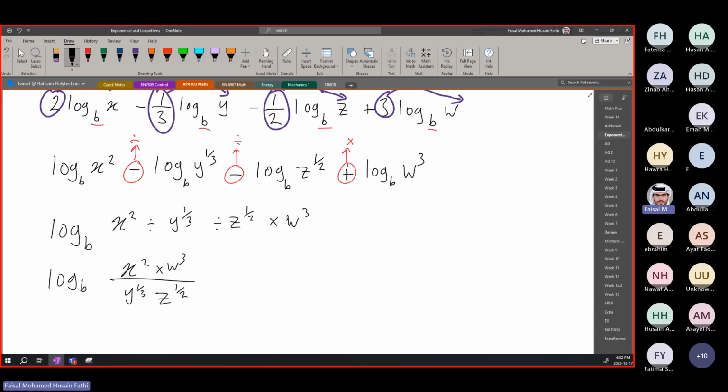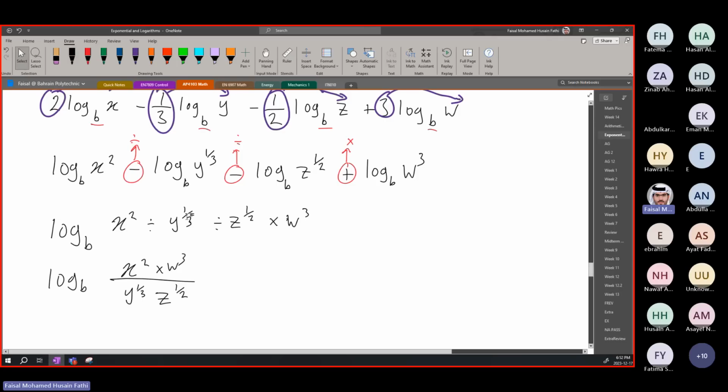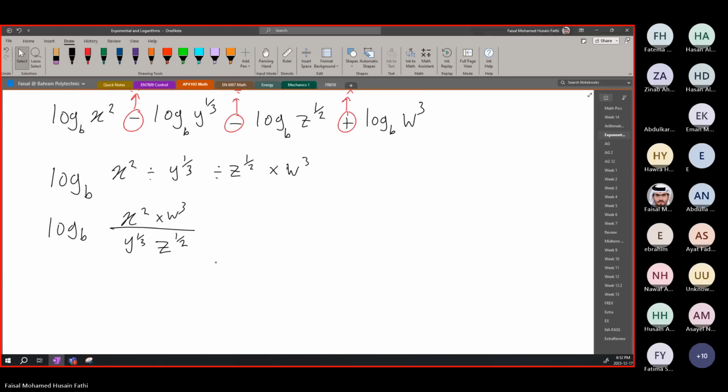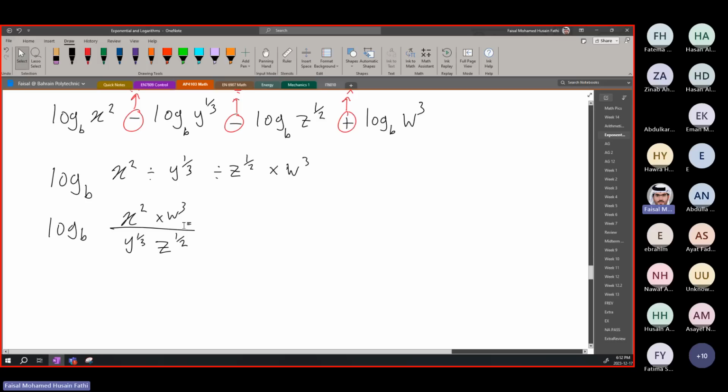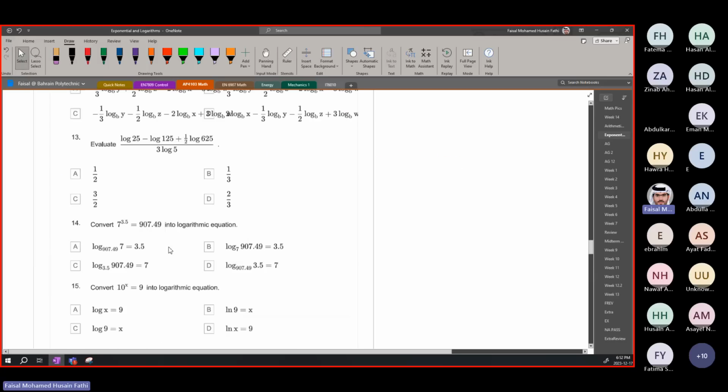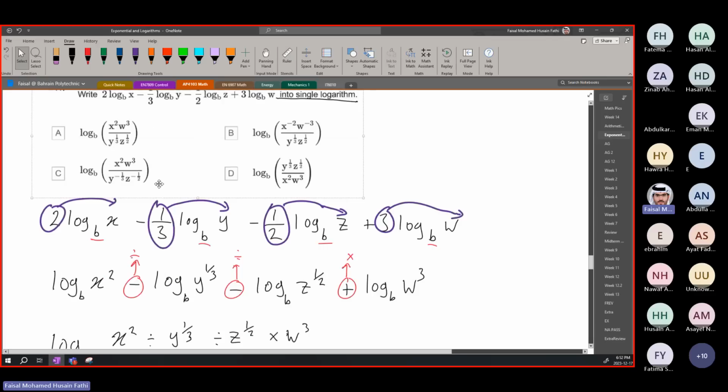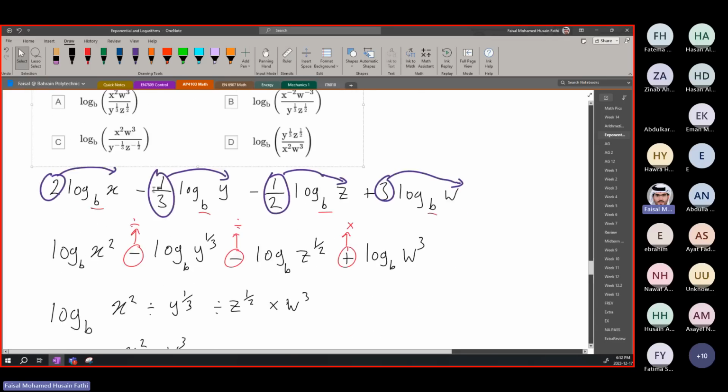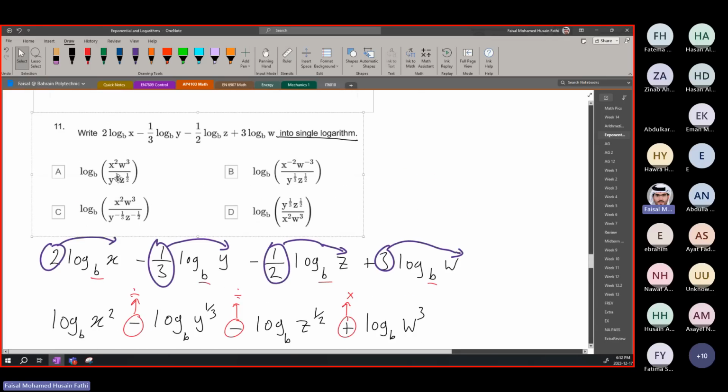All I did was anything that was division, I just put it under. Anything multiplication, I kept it up. That's simply all that this means. All right? So log b, x squared times w cubed over y to the 1/3, z to the 1/2. Let's see the solution. Is that right? Yep, that's right. It's A. Is it clear what I did?